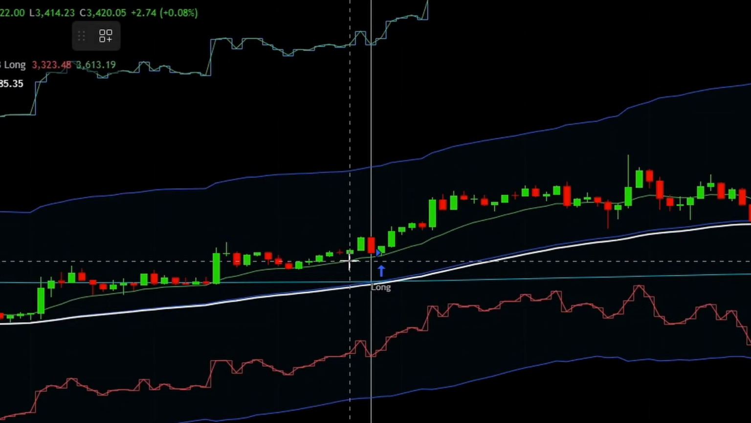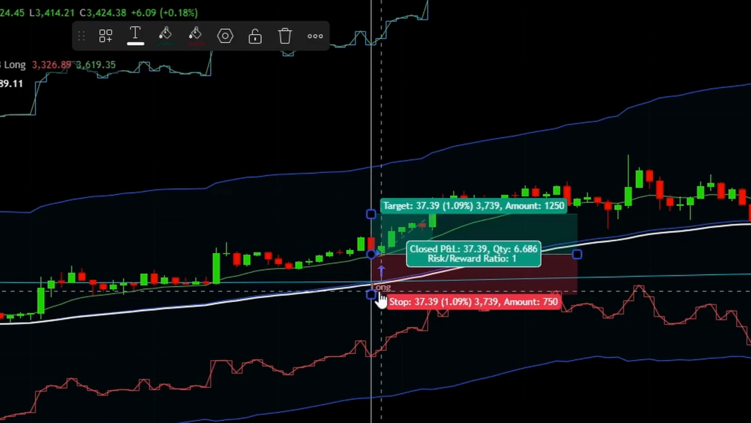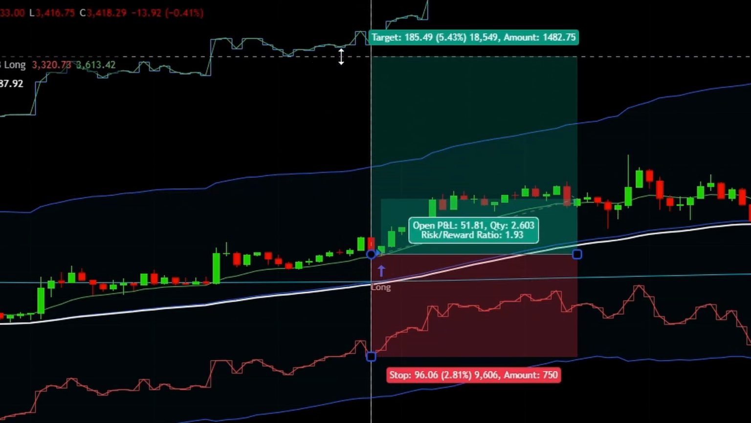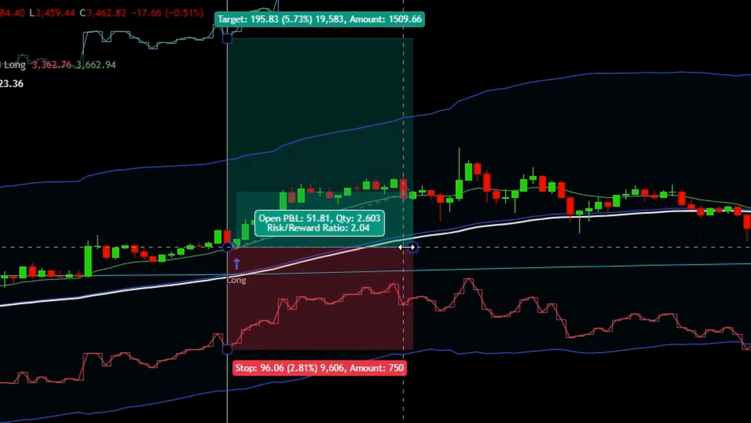Okay, once all of the rules are met, we can enter into a long position at the close of the signal candle or at the open of the next candle. The stop loss will be placed at the lower NNFX ATR line and the take profit to the upper NNFX ATR line. There is another rule when managing these trades.